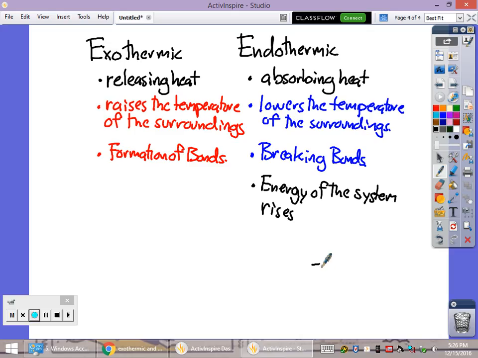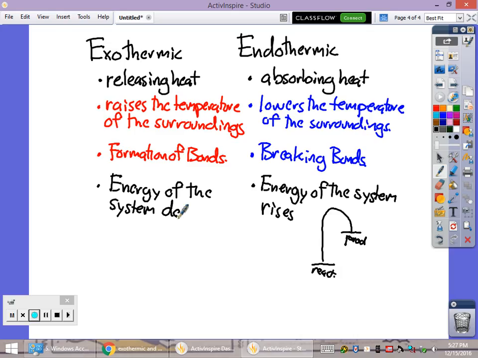Right, and it looks something like this when we graph it out, where we have reactants and products. And then over here, the energy of the system decreases. And that looks something like this. Okay, with reactants and products.